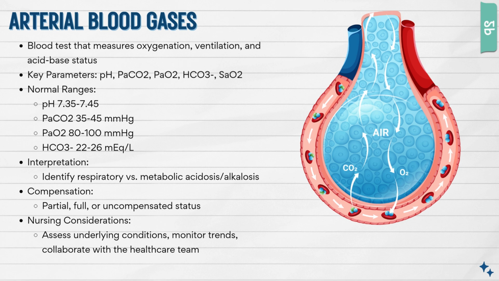So this test is going to provide those key parameters, including the pH, which is the acid-base status of the patient, PaCO2, that's the effectiveness of ventilation, so the actual movement of air. PaO2 is the level of oxygen in blood, so that's that gas exchange. And then the HCO3, that's the bicarbonate, that shows metabolic components. SaO2, that's the saturation of oxygen in the hemoglobin, just so you remember. Understanding these values is going to help you determine whether the patient is experiencing respiratory or metabolic acidosis or alkalosis.